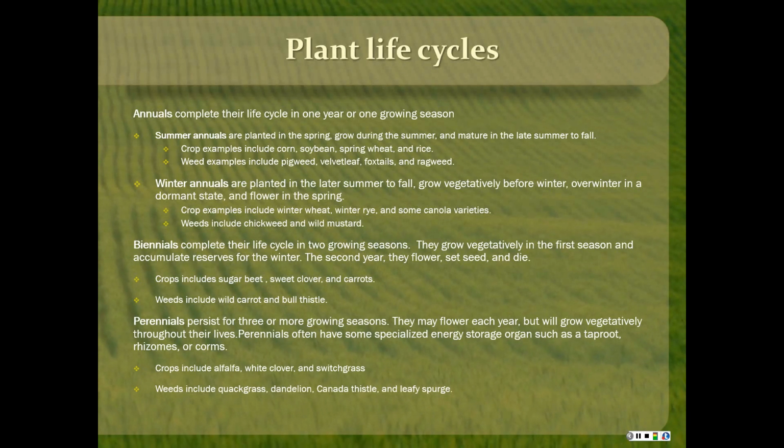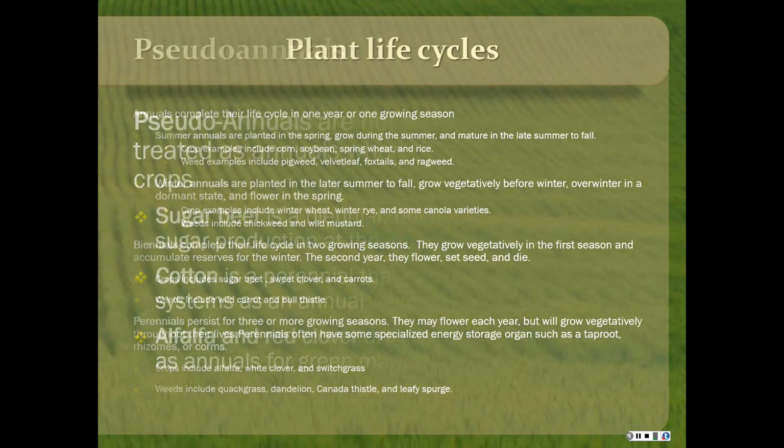And perennial crops include things like alfalfa, clover, switchgrass. You harvest the alfalfa every year, but it's still a perennial. And weeds would be quackgrass, dandelion, Canada thistle, leafy spurge, and others. Perennial weeds are often hard to control just because you can't always get the vegetative structures under the ground.